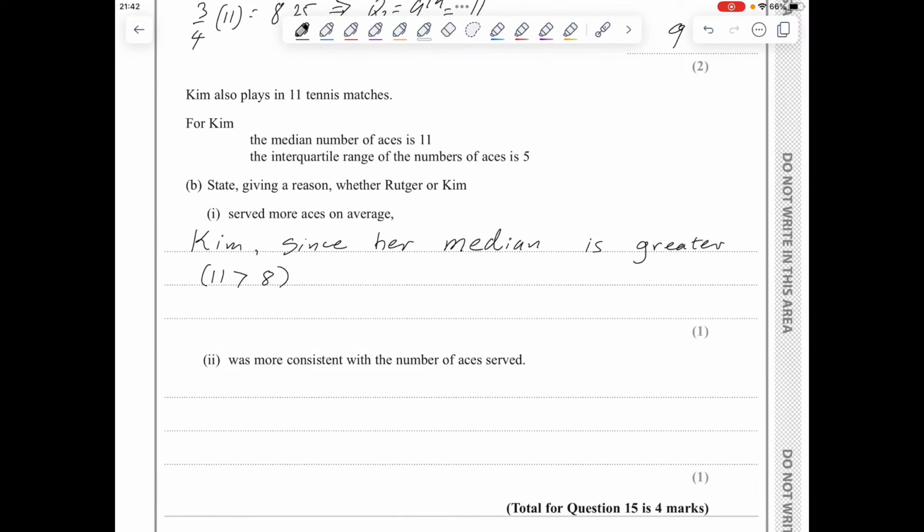And for part II, who was more consistent with the number of aces? Consistency has to do with the interquartile range. Kim has a smaller IQR, therefore she is more consistent.